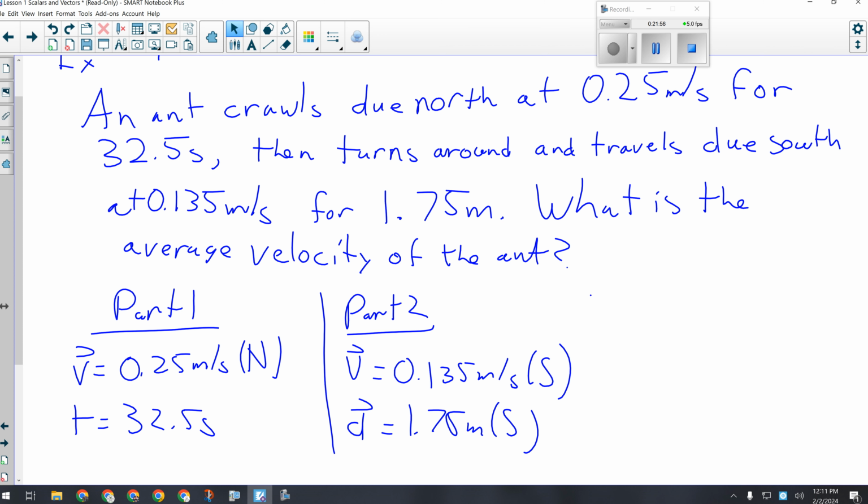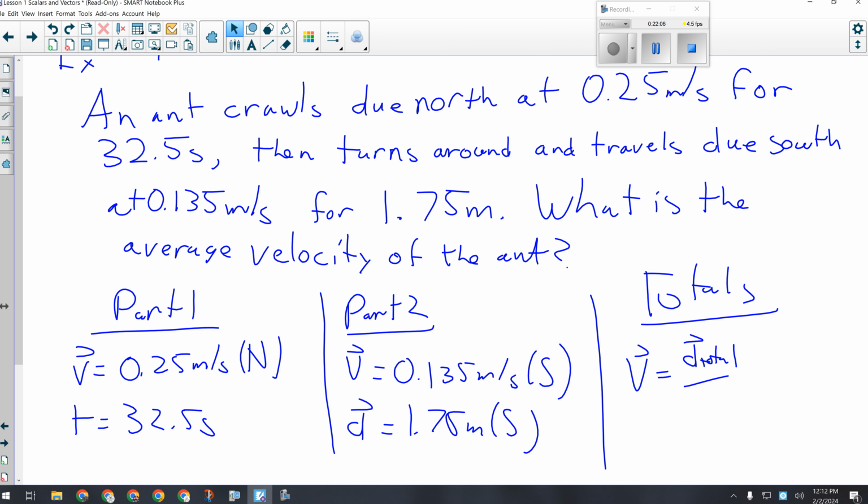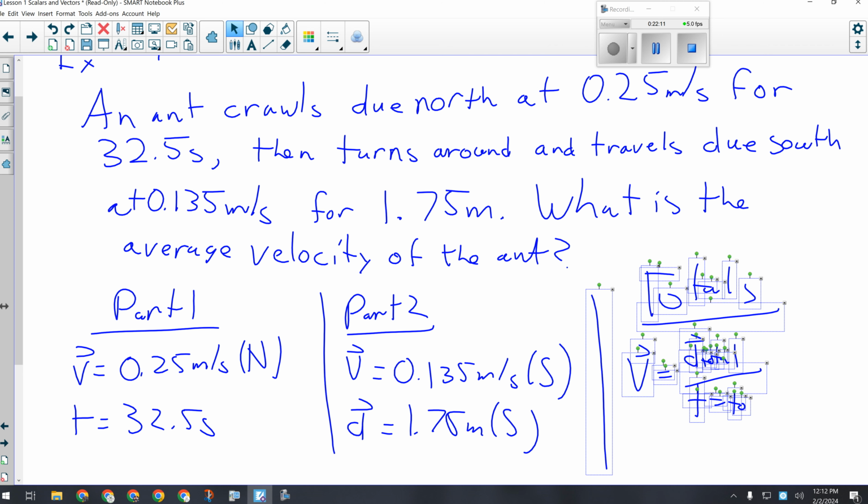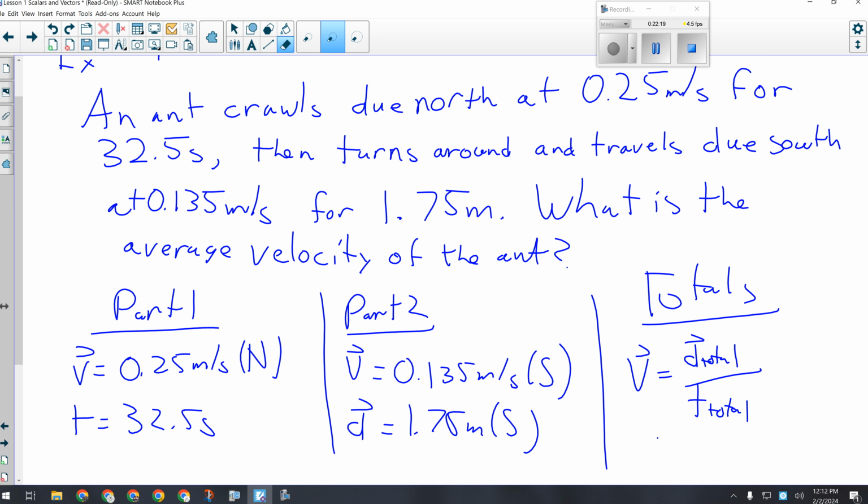All right, if I want to get the average velocity of the ant, okay, average velocity is total displacement divided by total time. Okay, so that's what we've got. All right, do I have distance for both parts? Or displacement, sorry, for both parts? I don't, but can I find it?